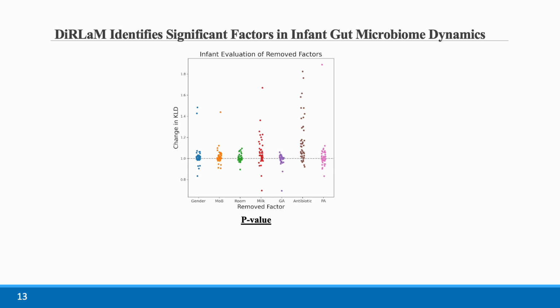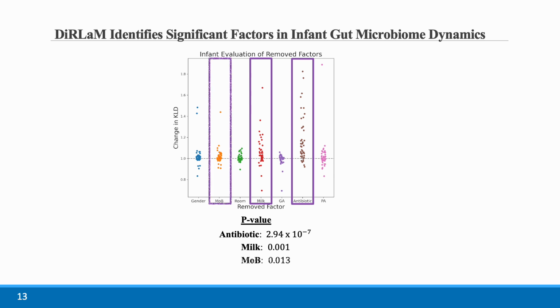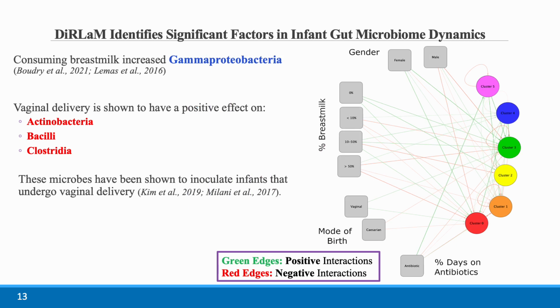Within this dataset, DiRLaM identified 4 significant factors: antibiotics, amount of breast milk consumed, mode of birth, and biological sex. We can then take these factors and create our module-based interaction network. DiRLaM was able to learn that increasing breast milk consumption positively affected the dynamics of gamma proteobacteria, which has been observed in previous studies as well. Additionally, infants who underwent vaginal delivery had an increase in actinobacteria, bacilli, and clostridia, each of which has been shown in other studies to be associated with vaginal delivery.